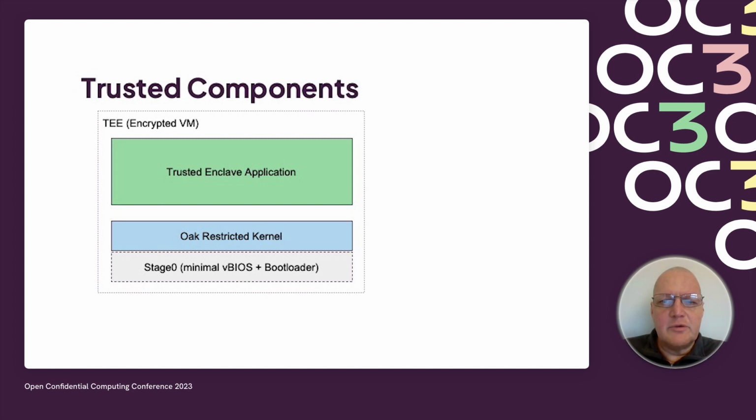There are three main components running inside the trusted execution environment. The first component we call stage 0. It is a minimal virtual BIOS and bootloader combination that does the absolute minimum needed to get the CPU from its initial state to the point where the kernel can start running.